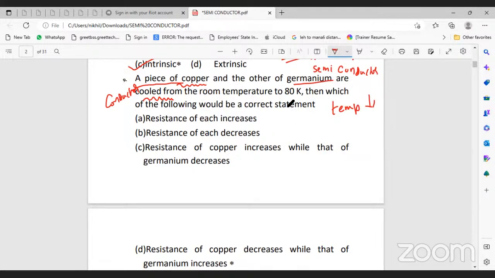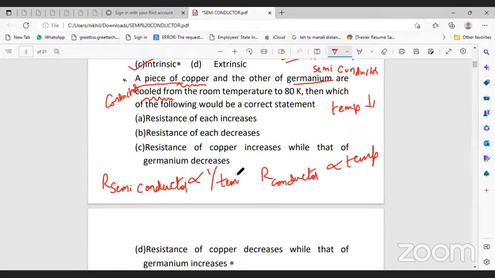Then what will happen? You know that the resistance of a conductor is directly proportional to the temperature, and the resistance of the semiconductor is inversely proportional to temperature. Since the temperature is cooled here, the resistance of the semiconductor has to increase. Since this temperature is decreasing, the resistance of the conductor should decrease, since it is directly proportional to the temperature.